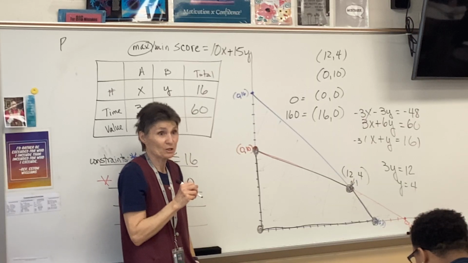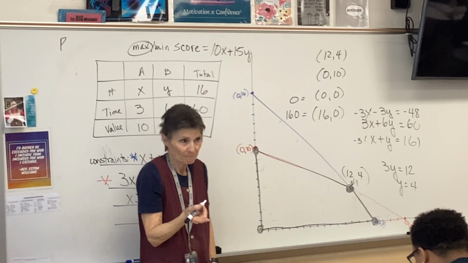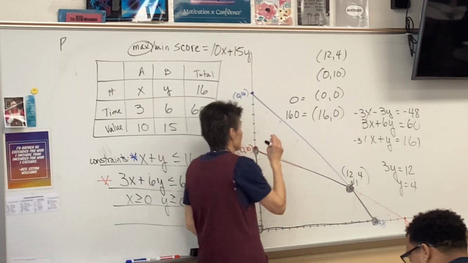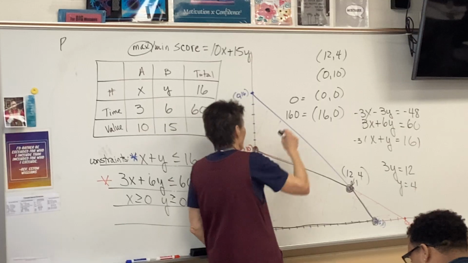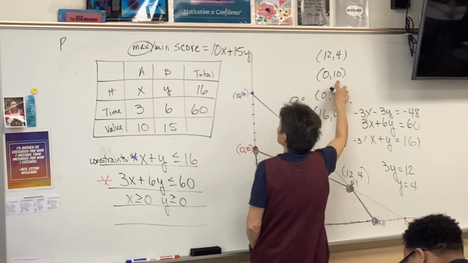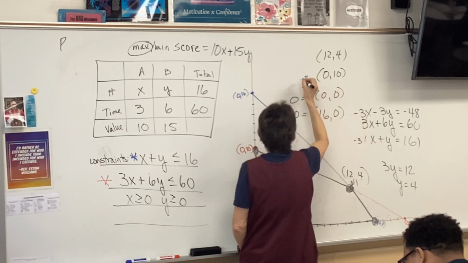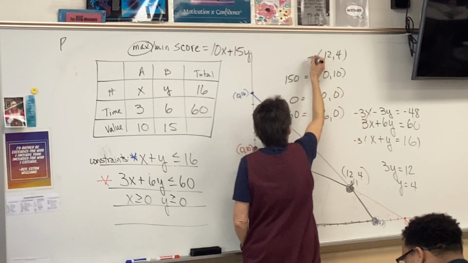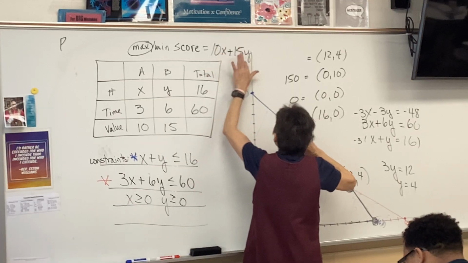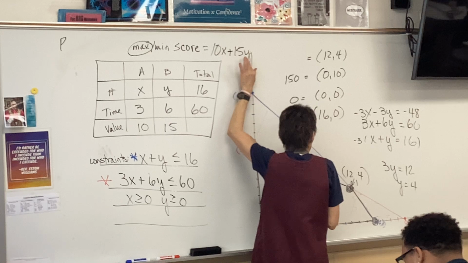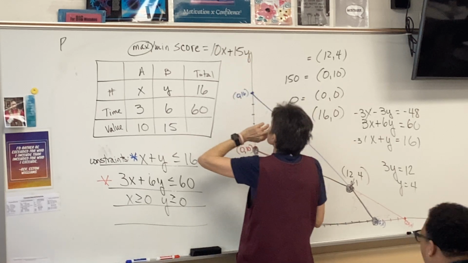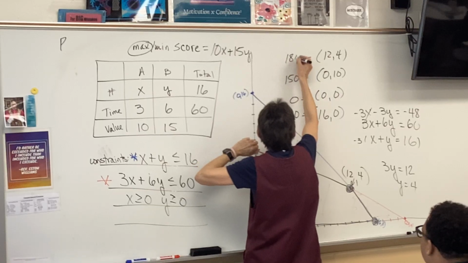Your feasible region will always give you both. We want the maximum this time. What if I did no X's or no A's and 10 B's? What would my score be there? 150. And what if I did 12 X's and 4 Y's? 180, I think. Isn't that 180?